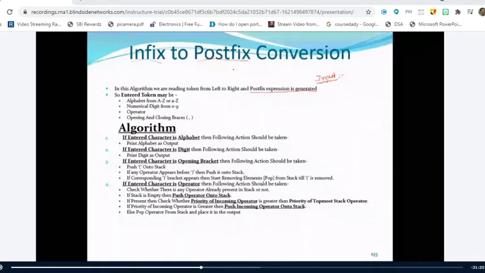Yes, sir. Now, tell me, sir, what will be the input for this algorithm? Infix. So it is an infix expression.